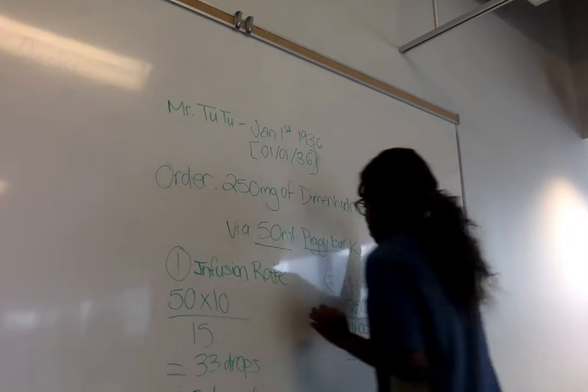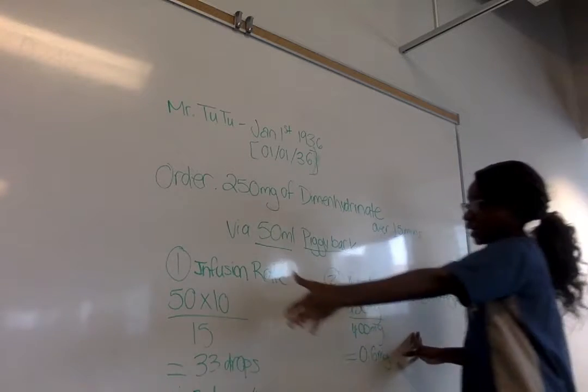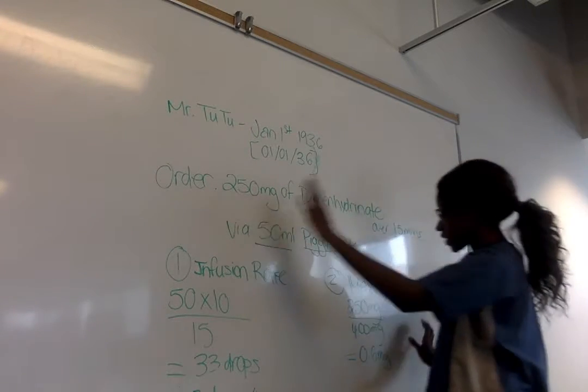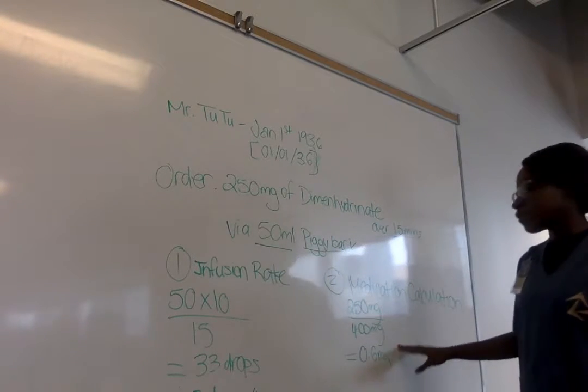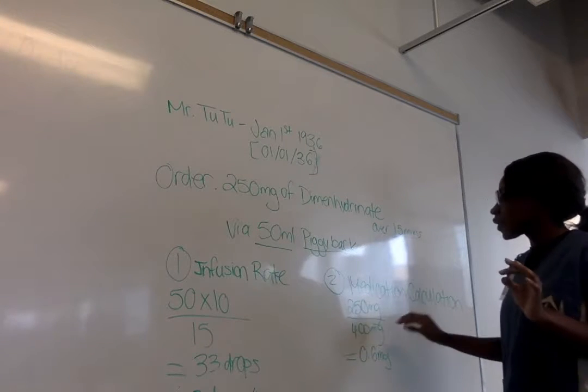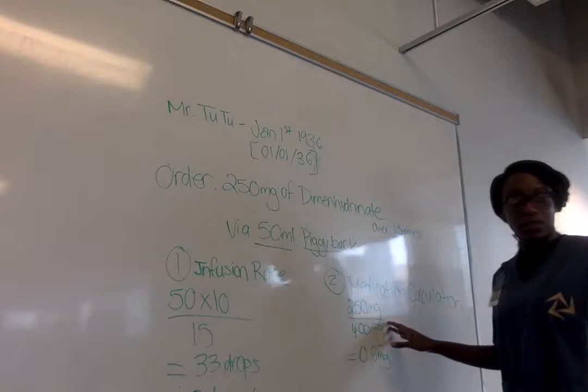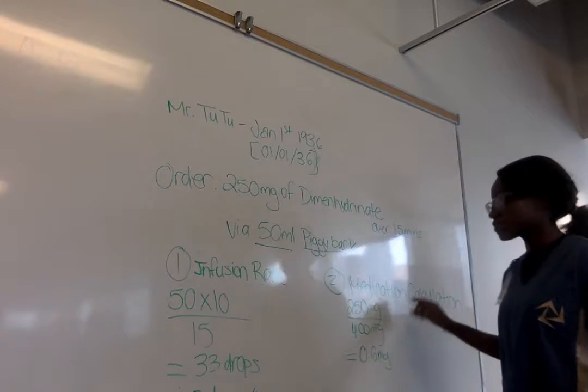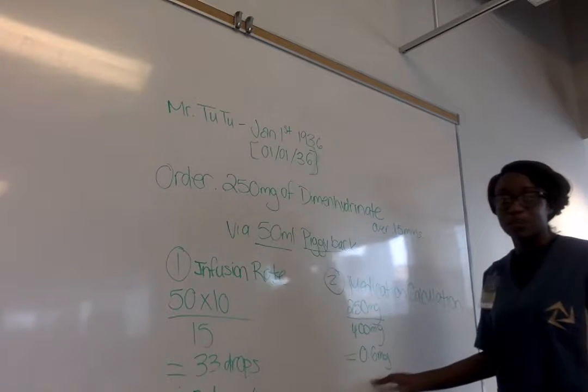And while I'm here, I'm also going to calculate my medication. I know that my order is for 250 milligrams, and that for every 250 milligrams, over 400 milligrams, which is in my vial, for 10 milliliters. So that comes out to 0.6 milligrams of medication.